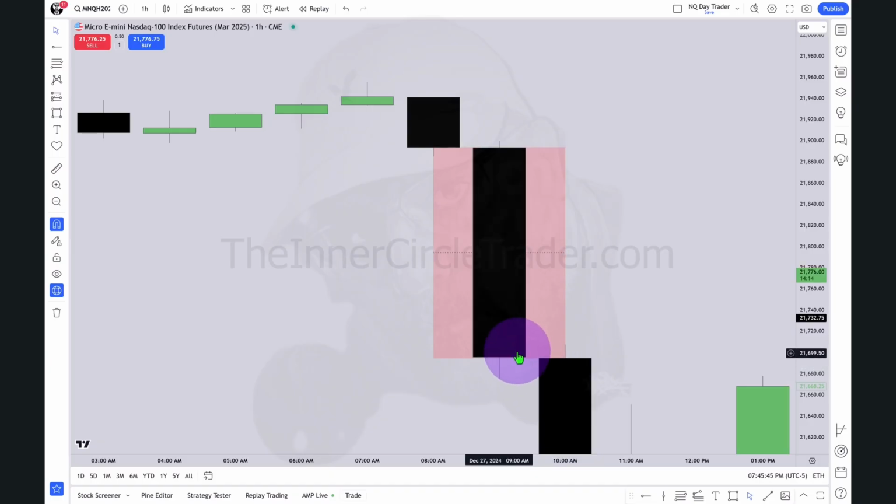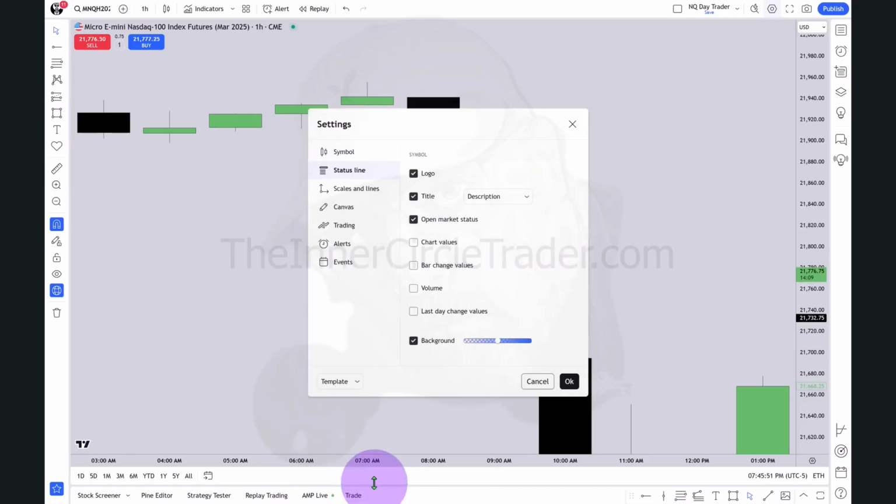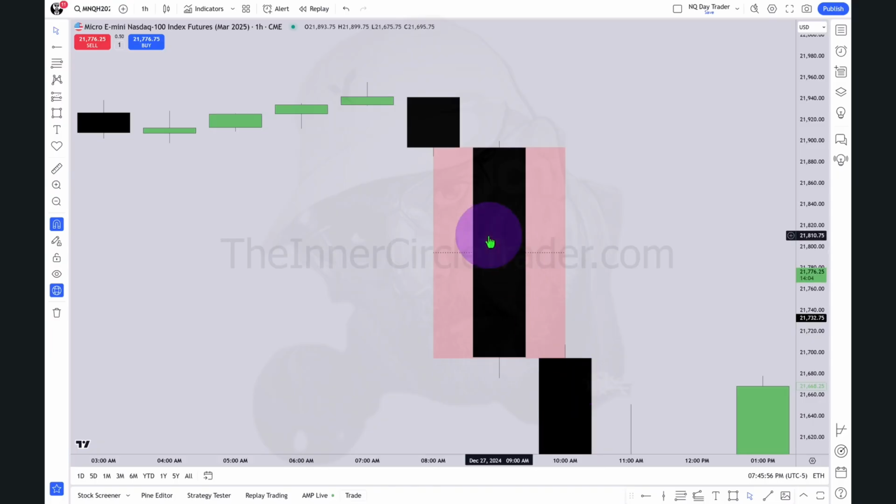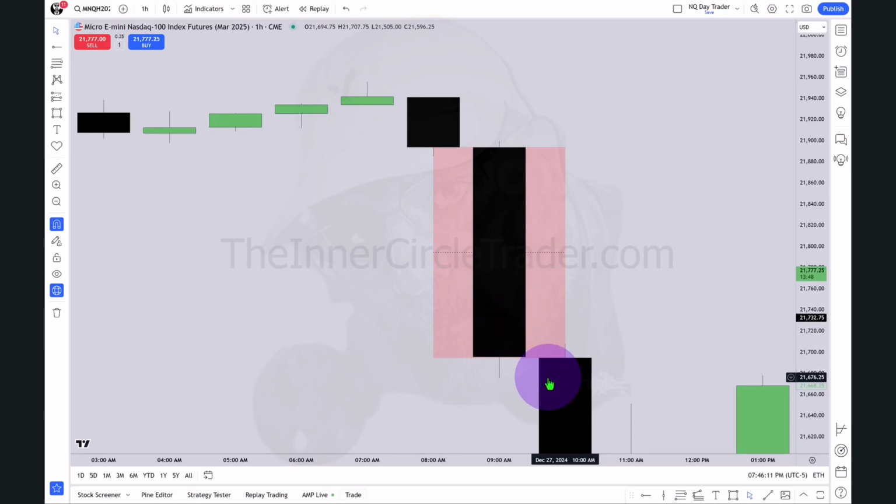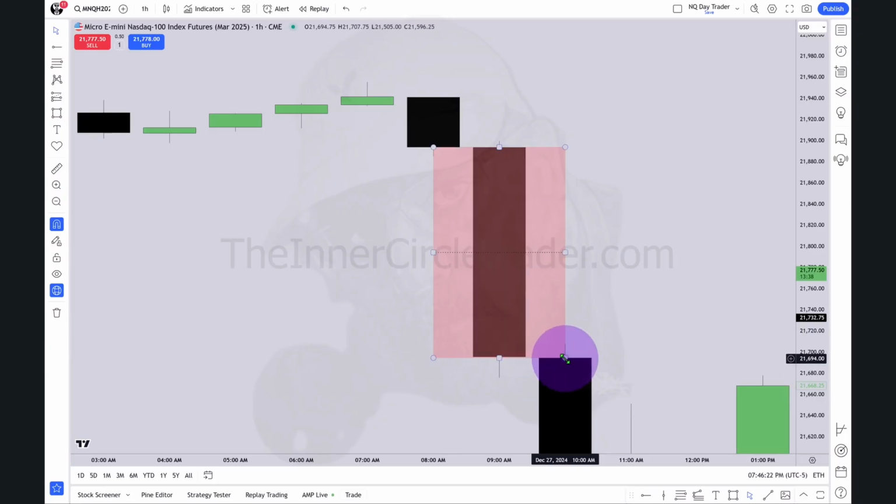If you look at the closing price, which I don't show here, let me add them now. I apologize. The closing price here is $21,695.75, and the opening price here is $21,694.75. So there's a difference of one handle, but that's enough to create a volume imbalance. So that's why we're using this opening price and not the wick.